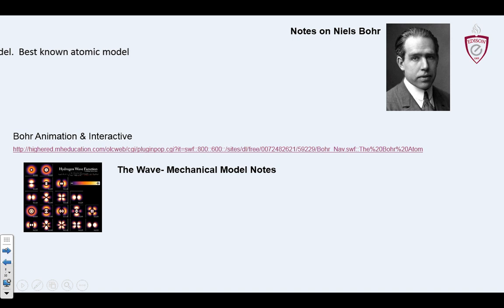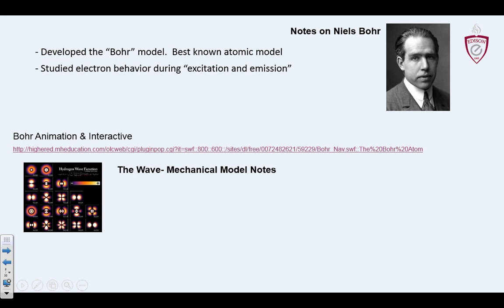Nowadays, we've got a couple more models. Notes on Niels Bohr. This guy was in the 1900s, finally. And he created the Bohr model. It's the best known model. You can see it by his picture. Look how much younger he looks. And he was actually young when he figured it out, in his 20s or so.